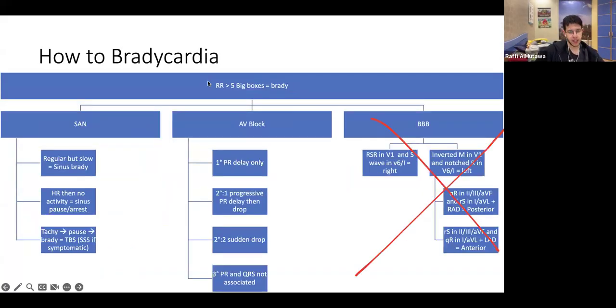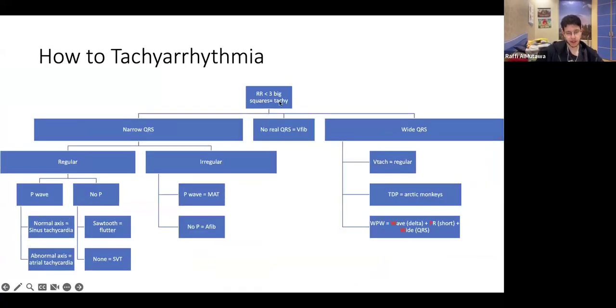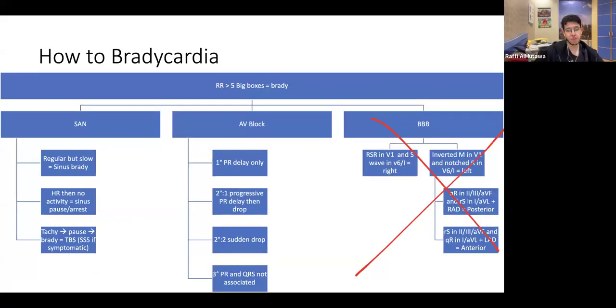Okay, what about bradycardia? So we said tachycardia, the RR interval needs to be three big boxes. Okay. And we said the normal heart rate is 60 to 100. So tachyarrhythmias need to have a heart rate of over 100. Bradyarrhythmias must have a heart rate of under 60.